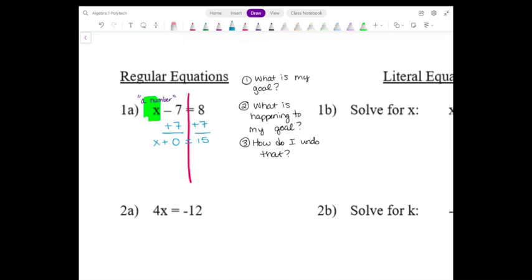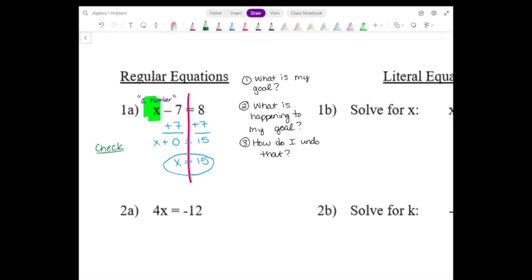So I now know that x plus 0 is equal to 15. Well, do I need to add that plus 0 there? Not really. It's not necessary. So I can just skip to that next step and say that x here has to be 15. And now what I'm going to do is check my work. I'm going to show that I'm correct. So what I like to do is I label that as check over on the side.